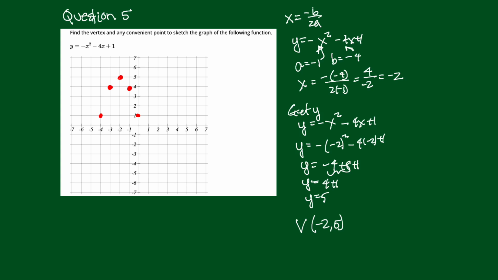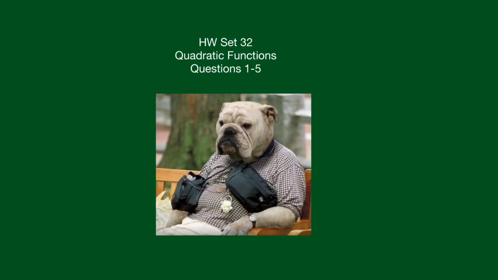If I go to the left 3, I'd go down 9, squared: 5, 6, 7, 8, 9. That puts me way down here. I think it's here if I counted right. And then symmetry over here. Best you can, use that tool and get a curve through those points. There we go. And that finishes this part of homework set 32.